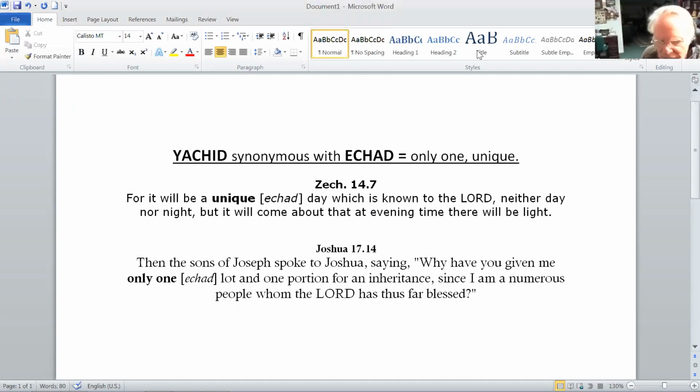Well, this word is Echad. It means it will be one day, and only one day, one unique day, one day only. And that word is Echad there. So it's nonsense to say you have to write Yachid. If you write Yachid, you're into a different area of meaning entirely. Yachid is very rare, as I said, and it means solitary, lonely, not appropriate for God in the Bible. Same with Joshua 17:14. We've got only one lot, only one inheritance. Goral, Echad. It's one and not two.